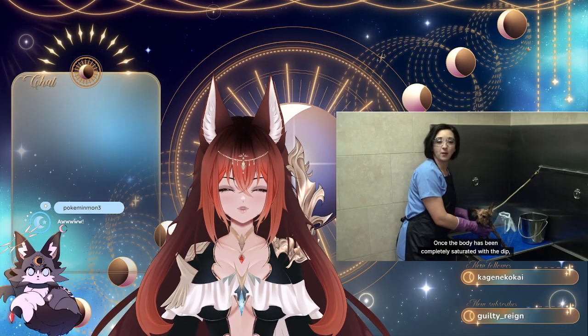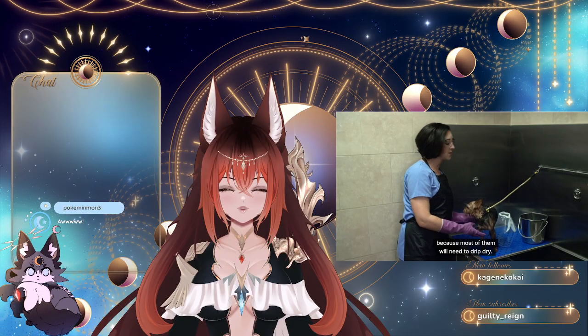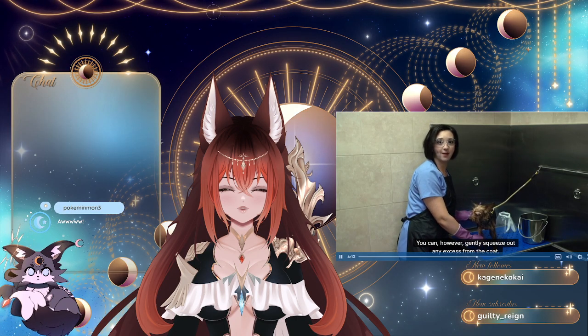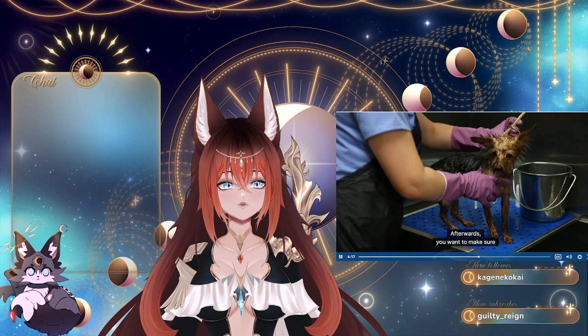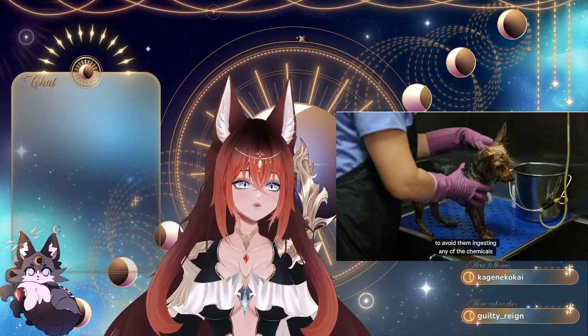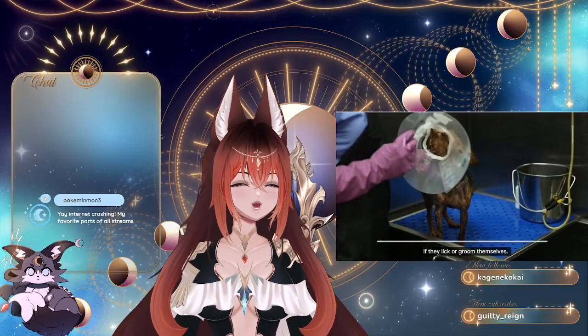Once the body has been completely saturated with the dip, you want to make sure not to rinse them because most of them will need to drip dry. You can, however, gently squeeze out any excess from the coat. Afterwards, you want to make sure that you're putting an e-collar on the dog to avoid them ingesting any of the chemicals if they lick.